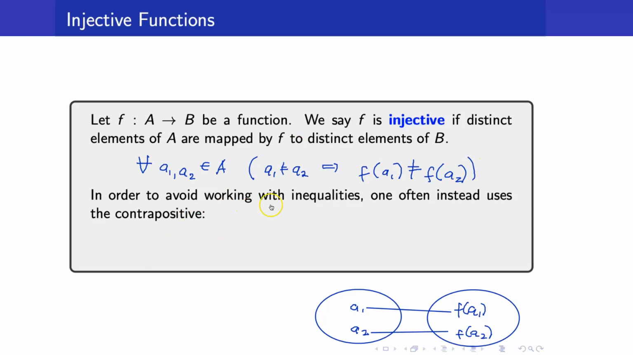Now, usually, we don't want, of course, to work with negated statements. So we work with the contrapositive of this statement, this implication here. So this becomes for all A1, A2 in A. What is the contrapositive of this statement? If the images are equal, then the pre-images A1 and A2 must be the same. So this is what we use to show that a function is injective.